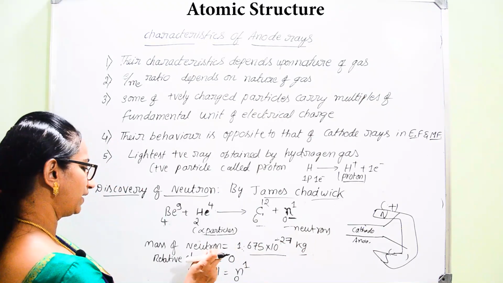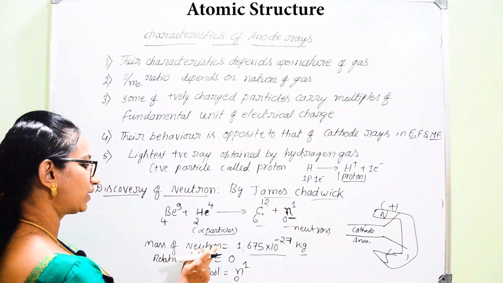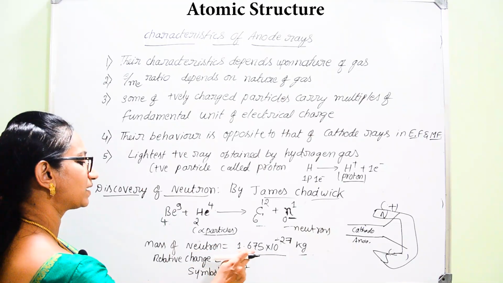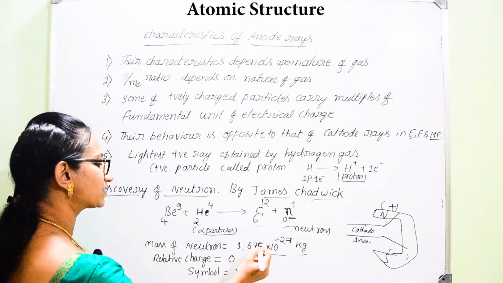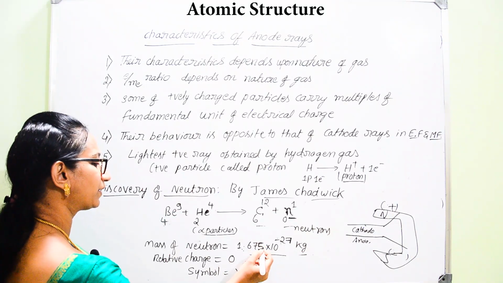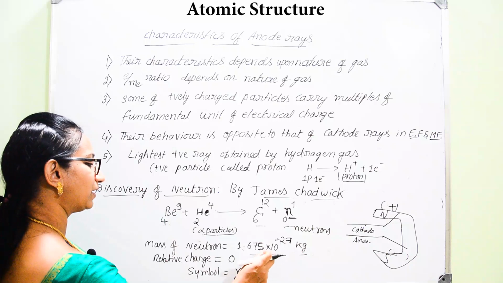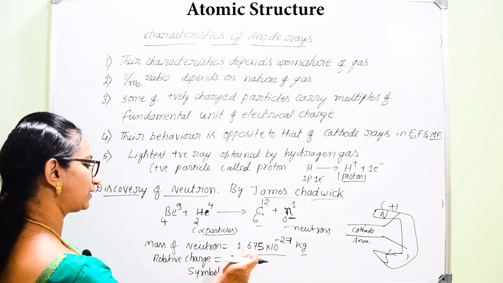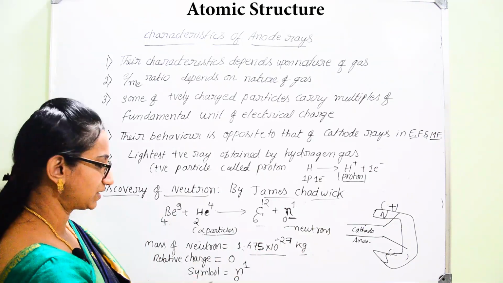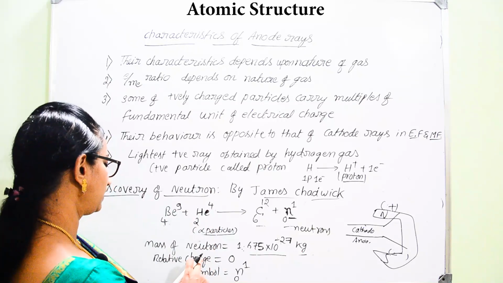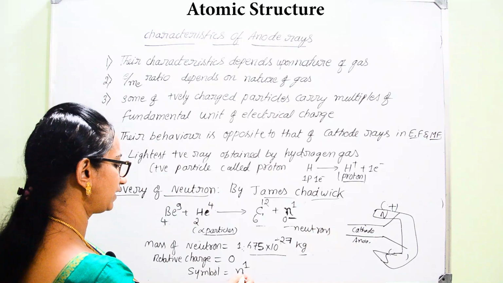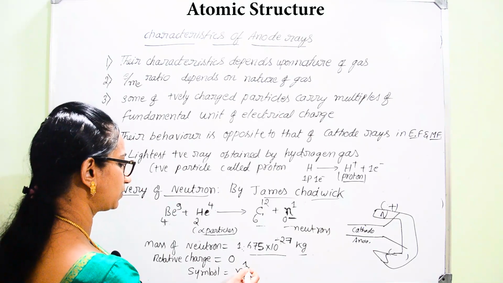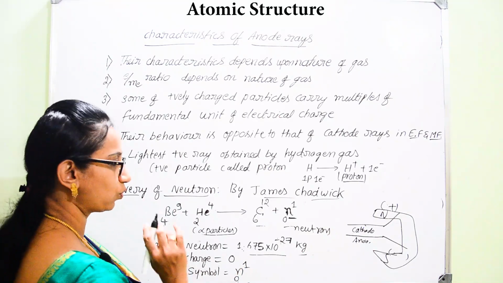Do you remember? In case of proton, the mass of one proton is 1.672, but here there is only a small difference at the third decimal. Instead of writing 2, here we have to write 5. It is a little bit more, it is almost similar to the mass of proton. So here the relative charge value is 0, and what symbol can you write here? N with the suffix 0 and prefix power as 1.